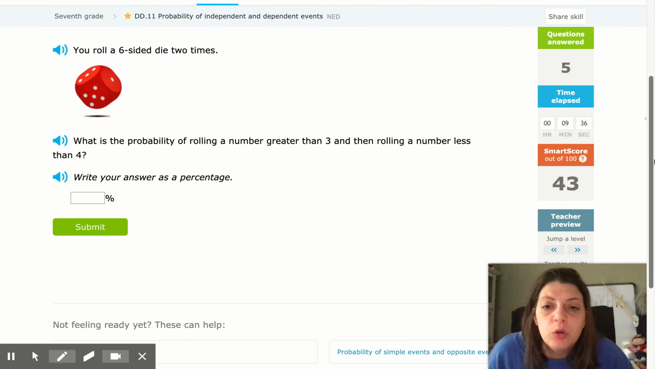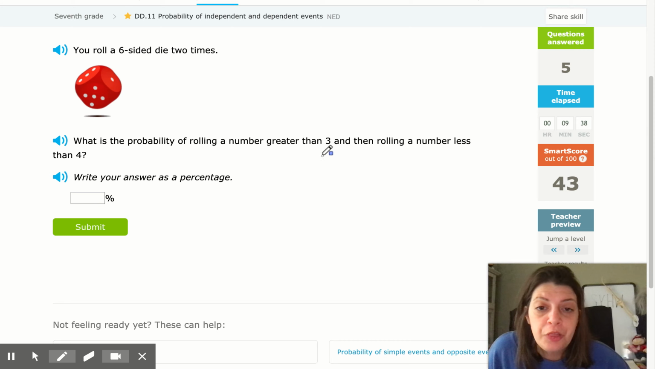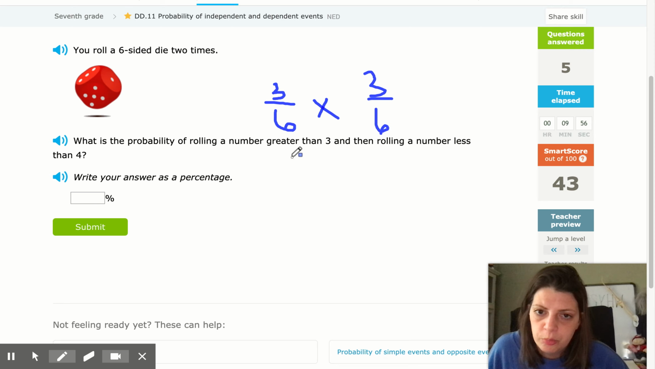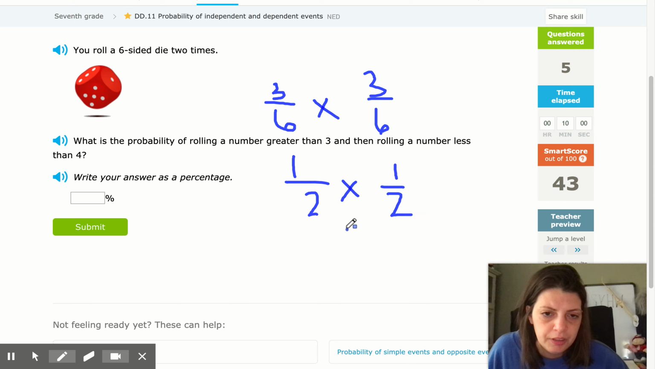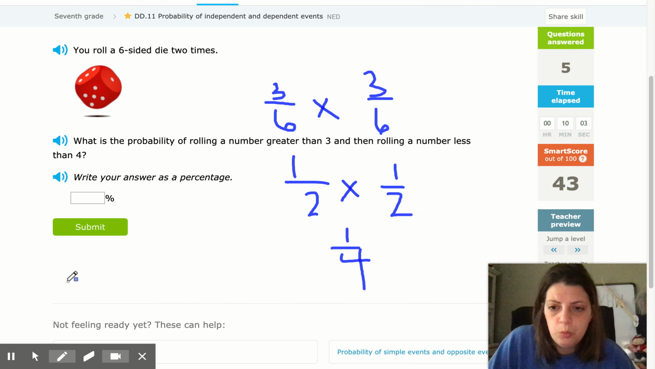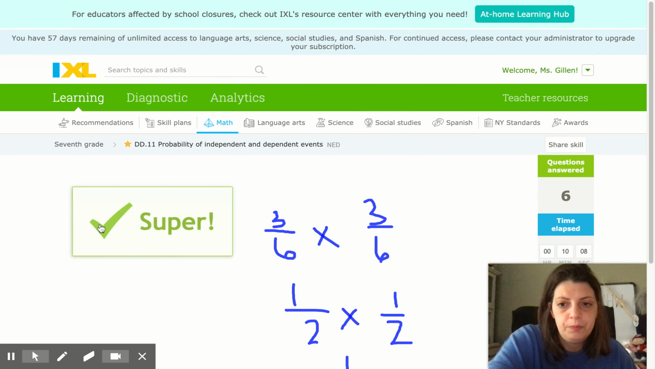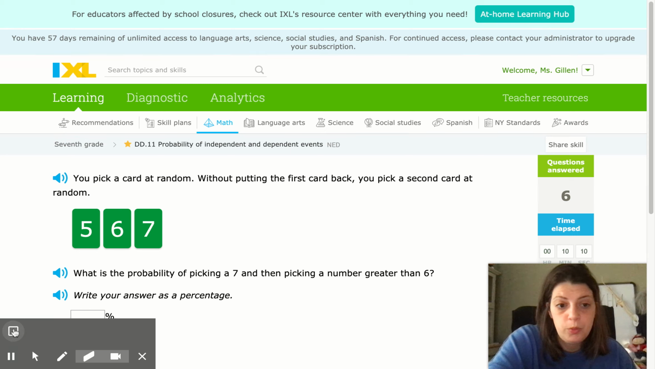What is the probability of rolling a number greater than 3? So a regular number cube, number greater than 3. That's a 4, 5, or 6. That's 3 out of 6. Then rolling a number less than 4. So less than 4 is 3, 2, or 1. Which is 3 out of 6. It's probably easiest to make them both a half, right? And multiplied that's 1/4, and you should know 1/4 is 25%, a quarter. Super, yay, thank you. All right.